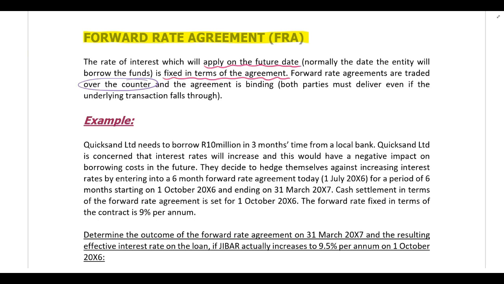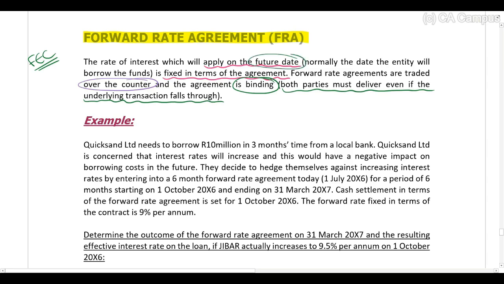And also very similar to an FEC or forward exchange contract, it is binding on both parties. So both parties must deliver even if the underlying transaction falls through. All right, so we have already covered forward exchange contracts when we looked at currency risk. And remember, a forward exchange contract means that you could fix the exchange rate for a future transaction. Now what we are doing is we are trying to fix our interest rate for a future date. Okay, but the principles are very similar.